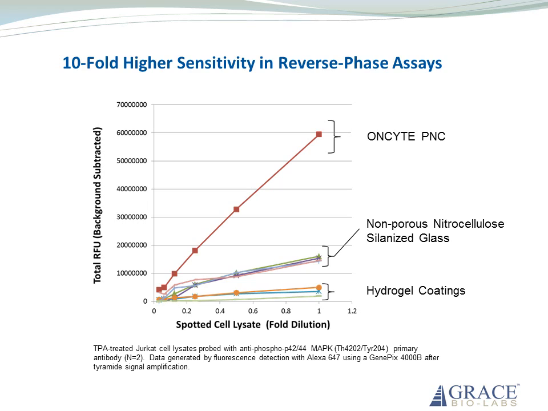The high binding capacity of ONCYTE PNC translates to a significantly higher sensitivity for reverse phase protein arrays. When compared to other binding surfaces, ONCYTE PNC provides 10 times the sensitivity. This sensitivity is critical for many researchers who routinely use minute tissue lysates from tumors and are looking for subtle shifts in protein phosphorylation states.